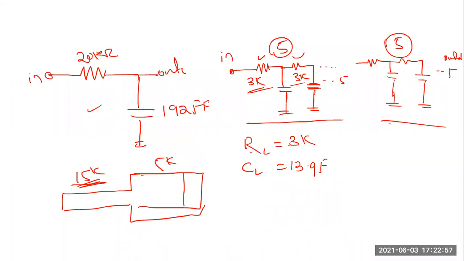Okay, so it's 13.9. Okay, 3K and it's 13.9. So in the right section, what is the L resistance value? 1K. So everyone getting 1K? Yes, sir. Resistance is 1K.